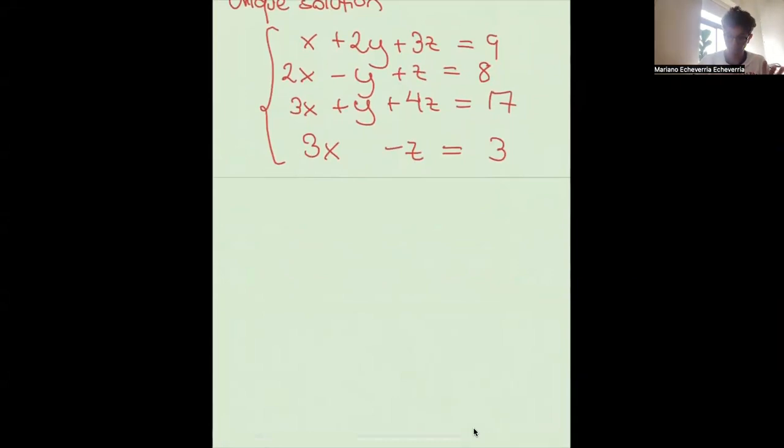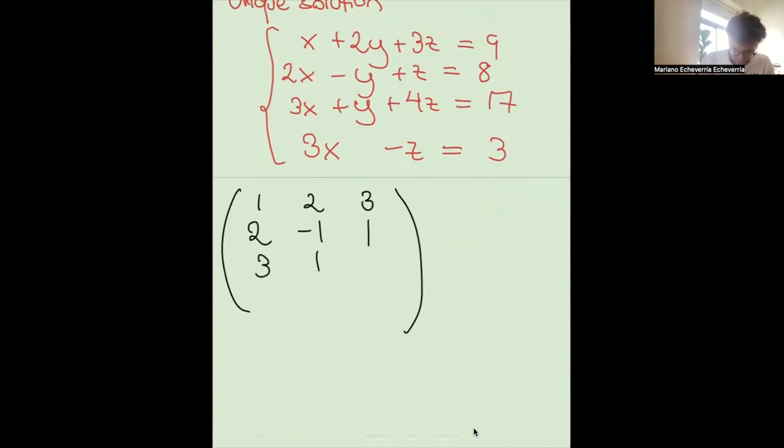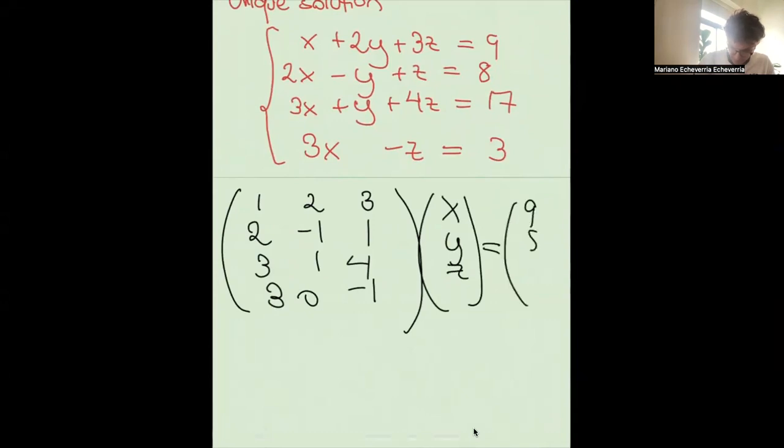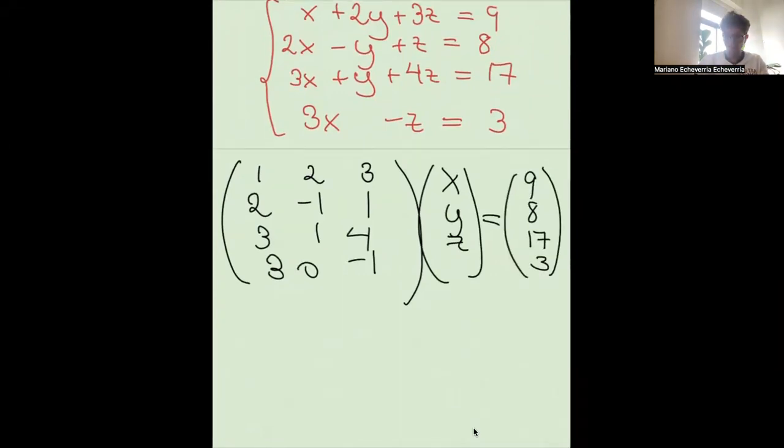So again, you have to write it down as a matrix version. There are only 3 variables here, x, y, and z, right? So it's 1, 2, 3, 2, minus 1, 1, 3, 1, 4, 3, 0, negative 1, times x, y, z equals 9, 8, 17, 3. And that makes sense because this is 4 times 3, this is 3 times 1, and after you do the multiplication, you get something of size 4 times 1, which is fine.